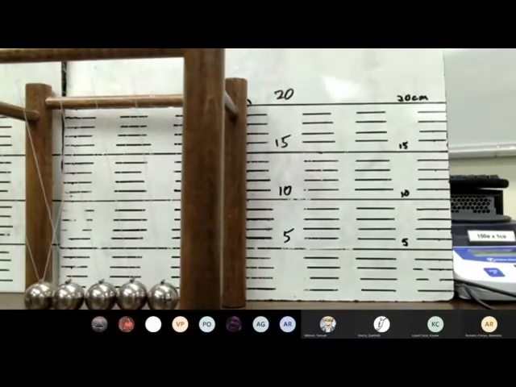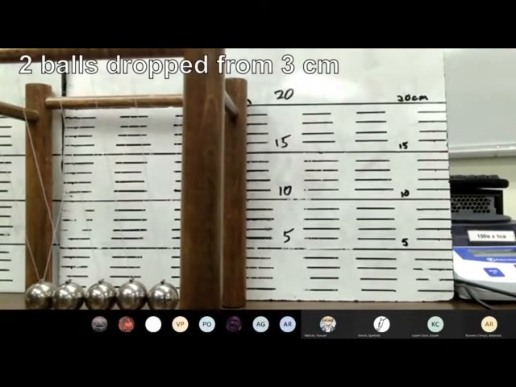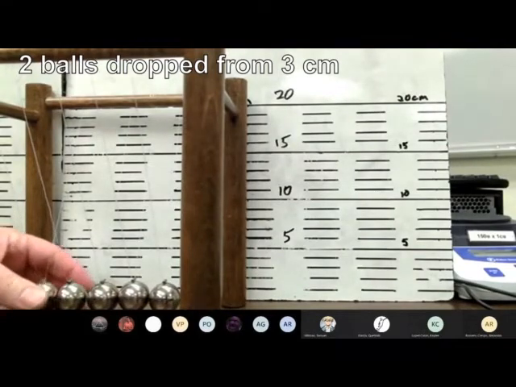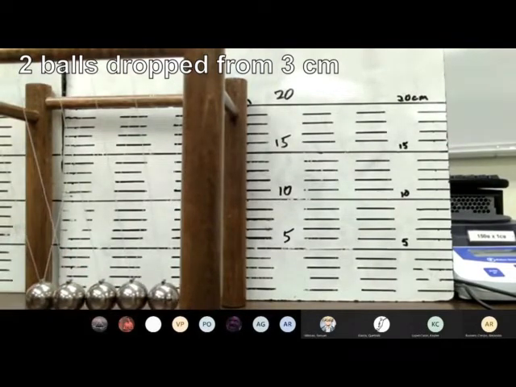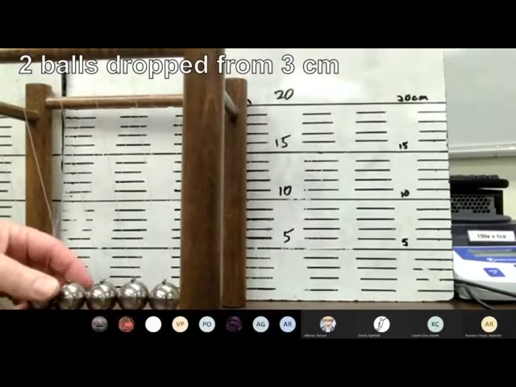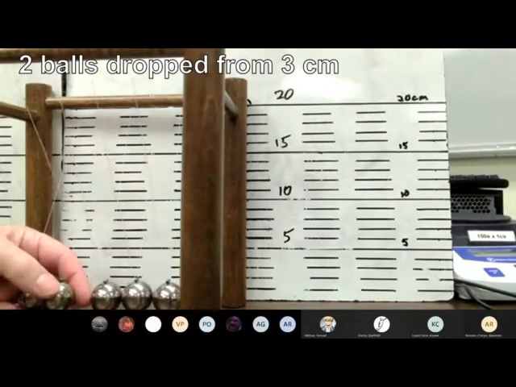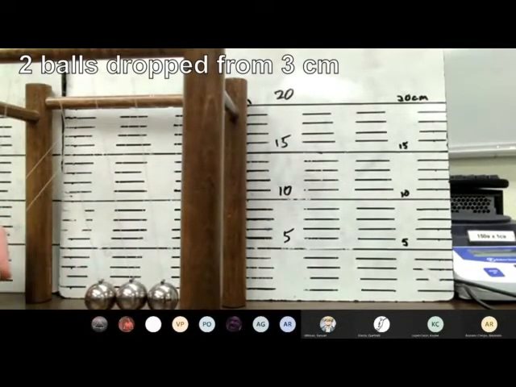So the next one I'm going to do is go back to only 3 centimeters and lift up 2 balls. So I'm changing the mass, but I'm not changing the height on this one. The previous one, I changed the height, but not the mass. Thank you, Josh. Okay, 3 centimeters, 2 balls. So this is a different experiment. Record your data in a different place. Make sure it matches your question.